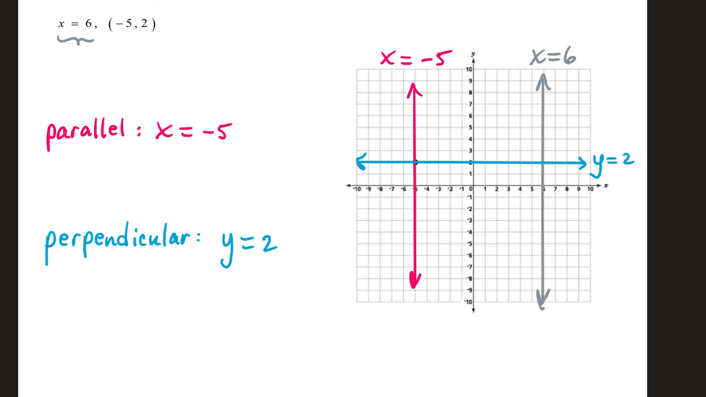To be perpendicular, we create a horizontal line that's in blue. If it's going through the point (-5, 2), then it has to contain all y coordinates of +2. And so that's our blue line. The red line is parallel to the gray line, and the blue line is perpendicular to the gray line.